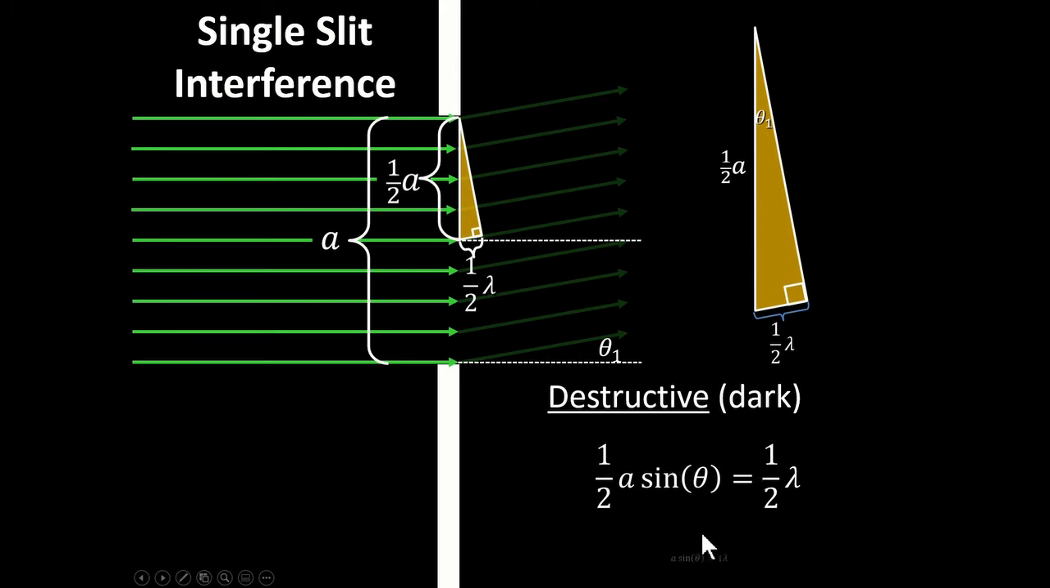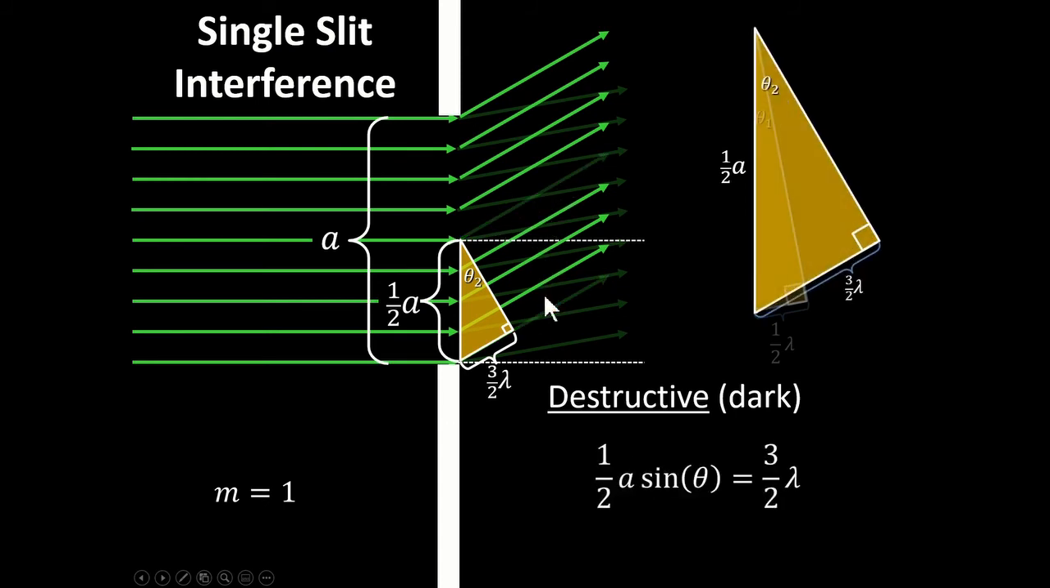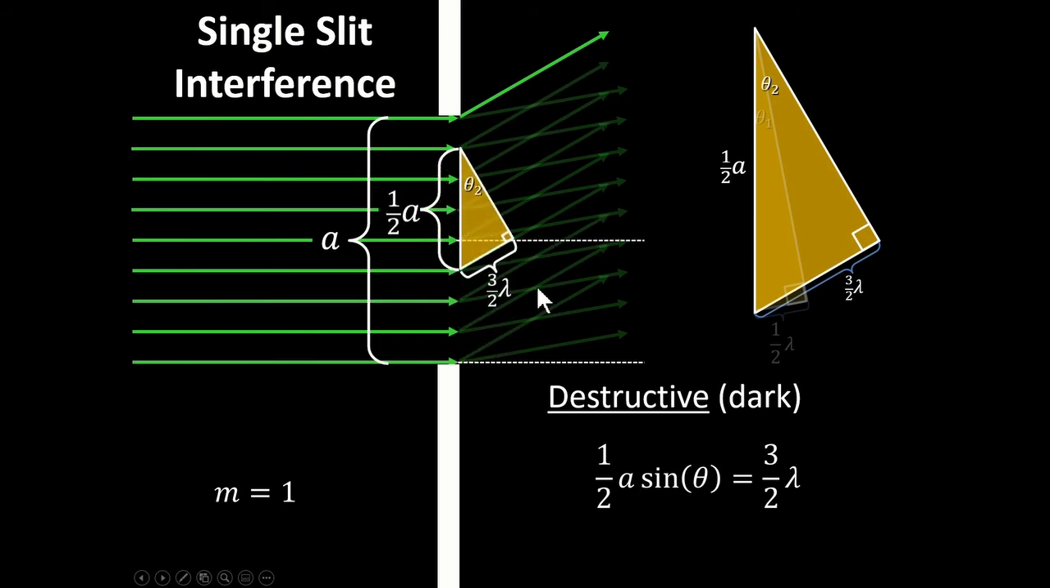And if I multiply both sides by 2, we get this equation, which is very similar to our previous. We find that m equals 1 is going to predict where the first dark spot is. But there's another angle that we can find another dark spot, and it's going to be a much larger angle, but this time half the aperture was 1.5 wavelengths, or 3/2 of a wavelength. If this ray here went 1.5 wavelengths farther than that ray there, then those two rays are going to cancel out, and these two rays will cancel, and those two rays will cancel, and those two will cancel.